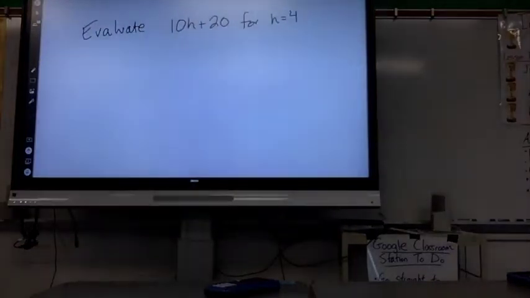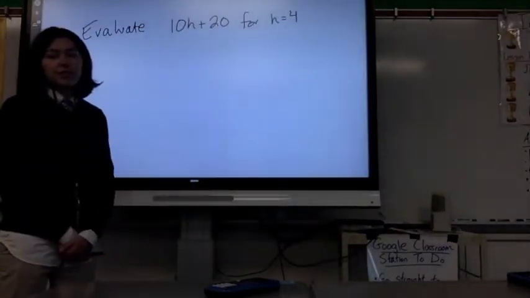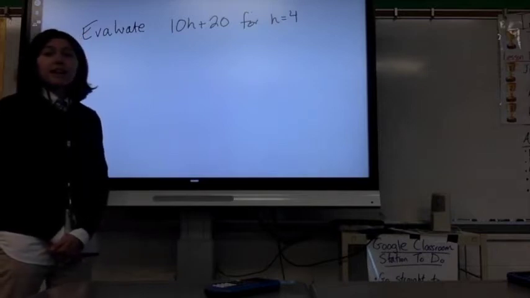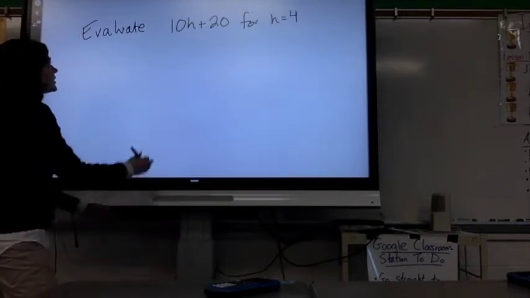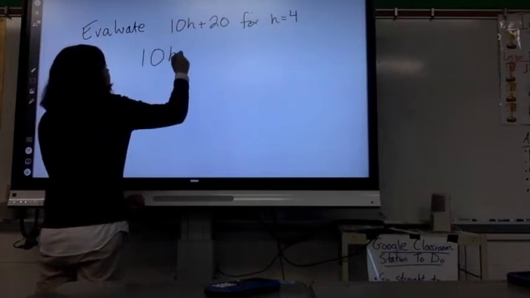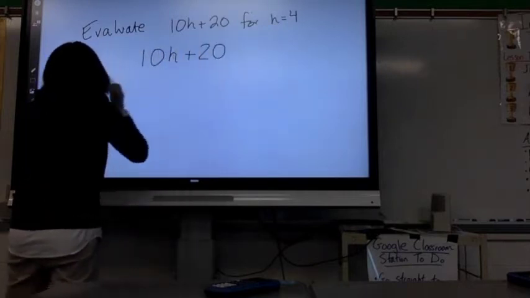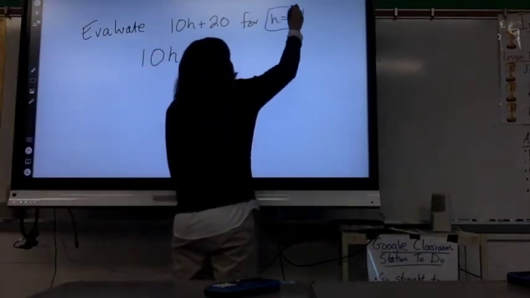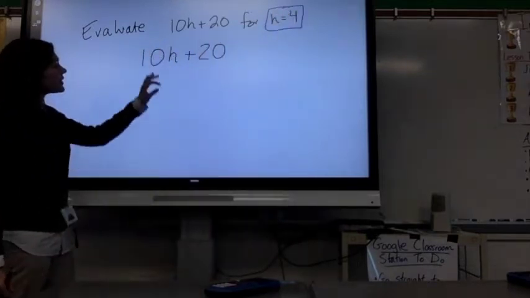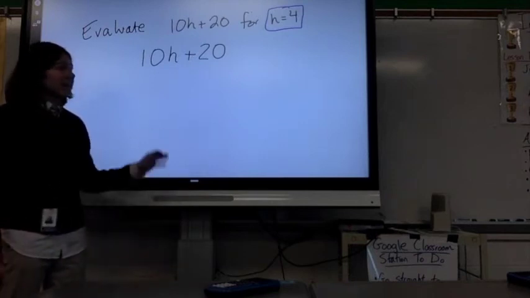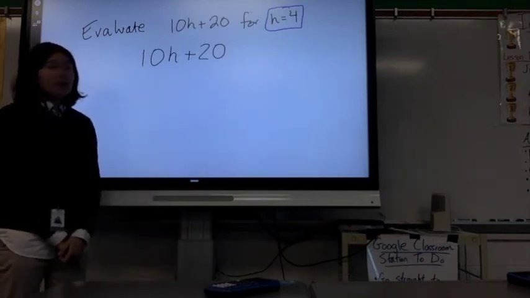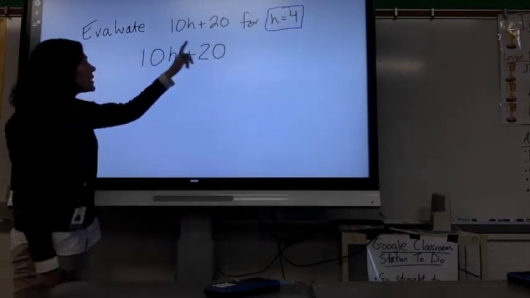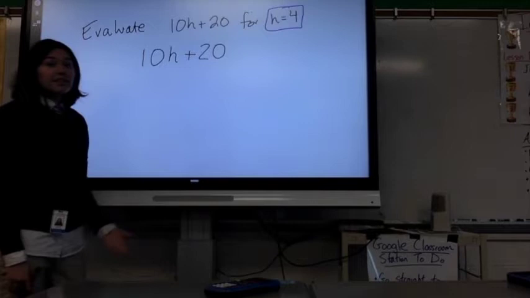All right, next question, also from the first unit, 4.1. We want to evaluate 10H plus 20 when H equals 4. So I'm going to rewrite 10H plus 20. And then they're telling me here H is equal to 4. This is my general expression. I can't get a value right now. That's as simplified as it can go. But now they're saying H is equal to 4, so that means where I see H, I can replace it with 4.